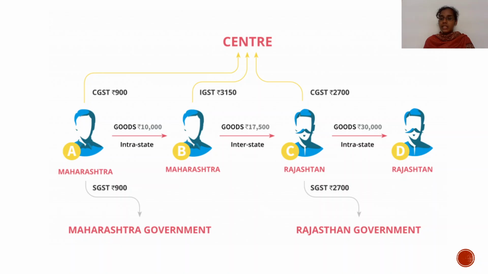Next, Mr. C is selling the goods to Mr. D, who is in Rajasthan itself. In such a case, it is an intrastate transaction, and CGST and SGST would be applicable, where CGST of rupees 2,700 and SGST of rupees 2,700 is charged.